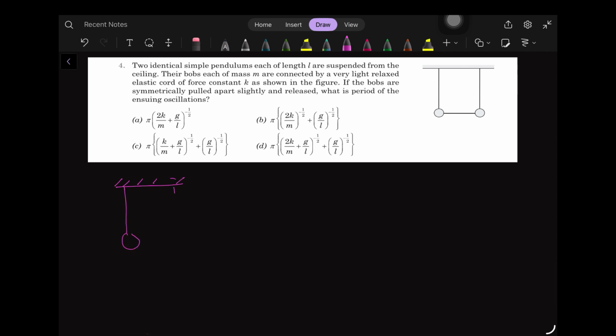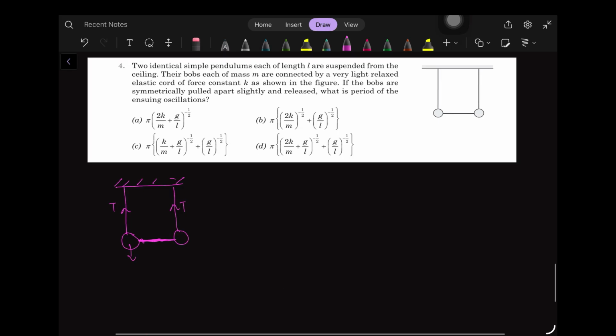There are two pendulums connected with an elastic cord. Initially, a force P is applied in the upward direction on the pendulum balls and mg downwards. Then these balls are pulled apart like this.